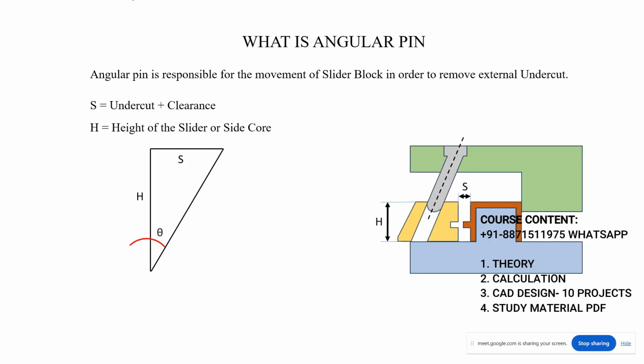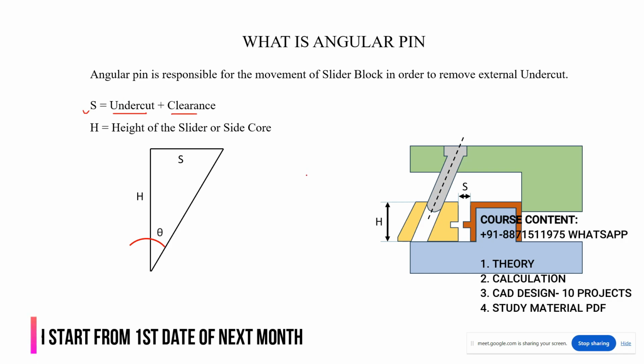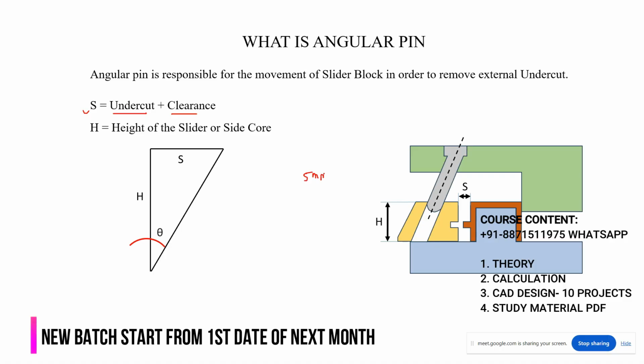See here, you can see that stroke is nothing but the undercut plus some clearance. Now for example, understood or not? So basically, undercut is nothing but, just for an example, 5 mm.